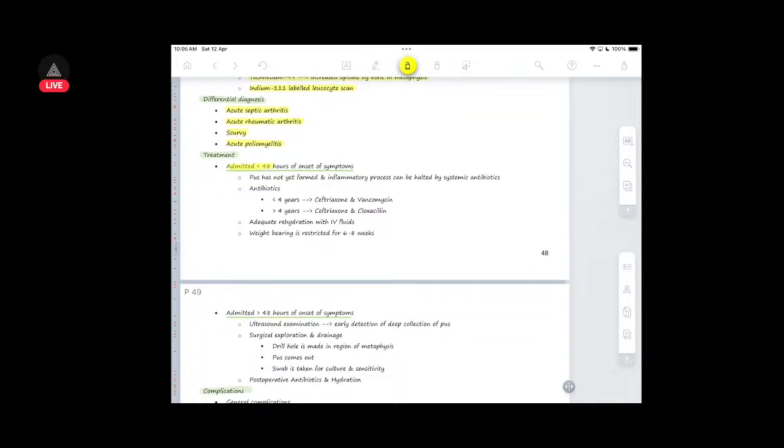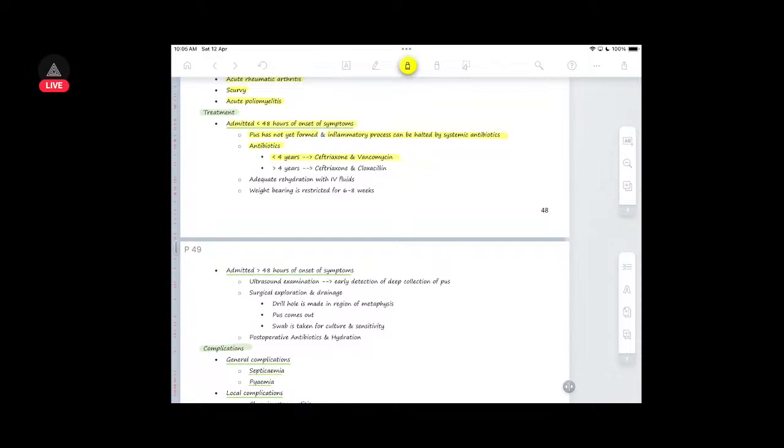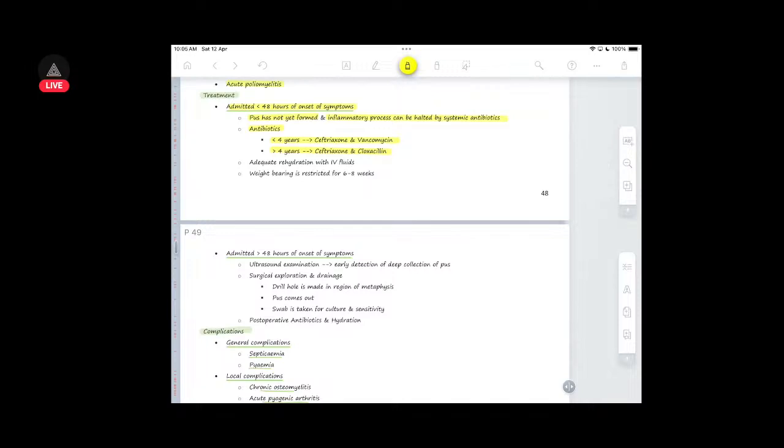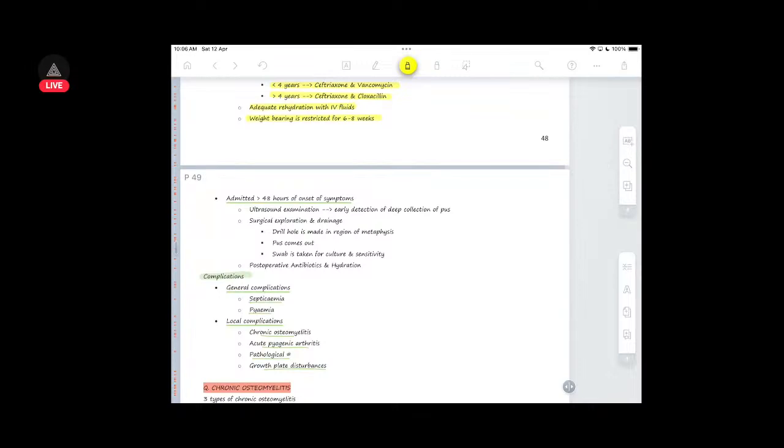So treatment, if admitted less than 48 hours of onset of symptoms, pus has not yet formed, and inflammatory process can be halted by systemic antibiotics. If antibiotics are provided in less than 4 years, you can give ceftriaxone and vancomycin. More than 4 years, you can give ceftriaxone and cloxacillin. Then adequate rehydration with IV fluids has to be done. Weight bearing is restricted for 6 to 8 weeks.